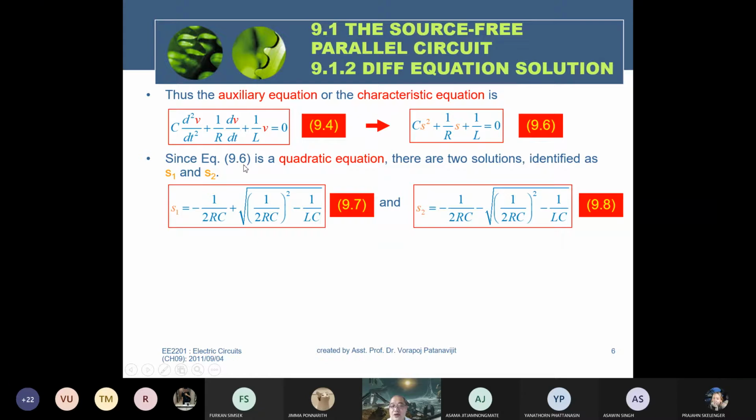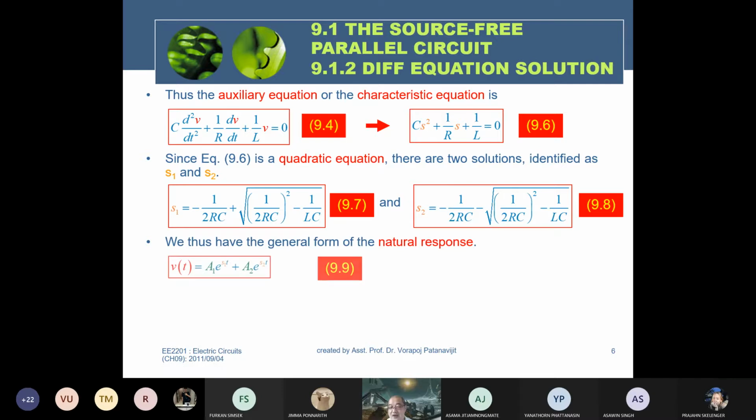Since equation 6 is a quadratic equation, there are two solutions that you solve from the previous equation. You get s1 in equation 7 and s2 in equation 8. We thus have the general form of the natural response here. In the first order, you get only one s, in the term of e to the st, but in this case you have two, s1 and s2. The form is the same: A1 e to the s1 t plus A2 e to the s2 t.